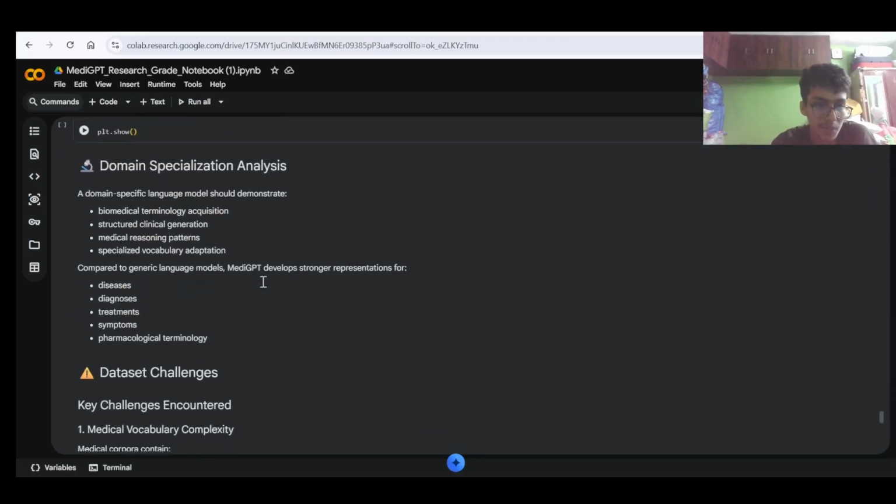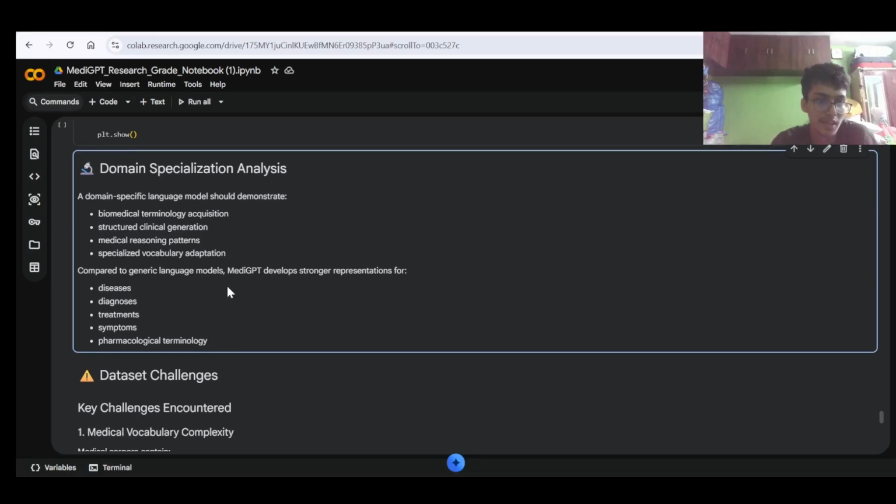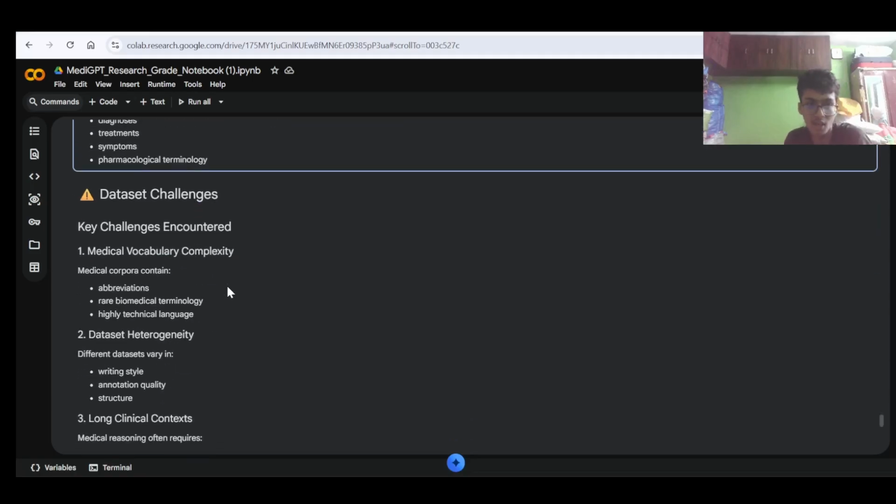And this is just the model word distribution, the domain-specific analysis. As I showed you, it clearly demonstrates biomedical terminology acquisition. So it has understood the biomedical terminology and generated clinical text, and MediGPT strongly represents diagnostic, treatment, etc. Now, dataset challenges: medical vocabulary complexity, because medical datasets which are clean enough are not open source, so it was difficult for me to first get them from different sources and use them all together, because with multiple data sources, converting them into the same styling so that the neural network understands easily is a difficult task. That is the medical vocabulary complexity.